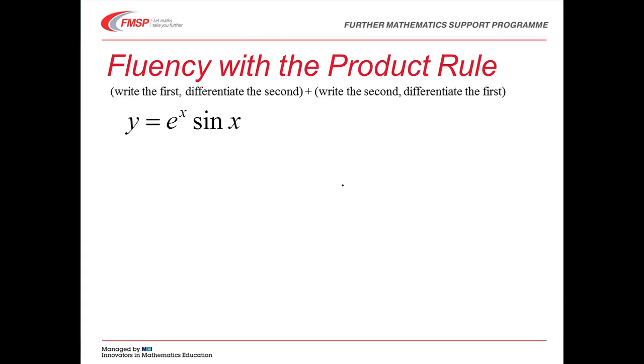So here we go with our first example of a mental method. It may help for you to split the function so you can see the two halves, and then dy by dx is write the first, differentiate the second, plus write the second, but notice that I'm leaving a space there so that I can differentiate the first and write it in front as usual. I can then write that in a factorised form.